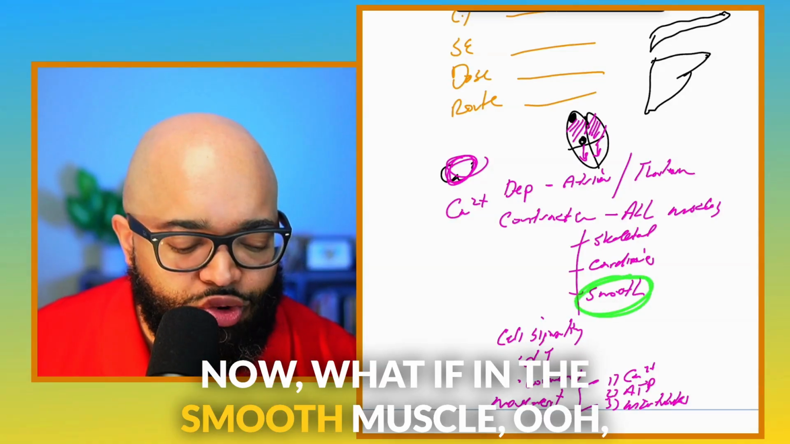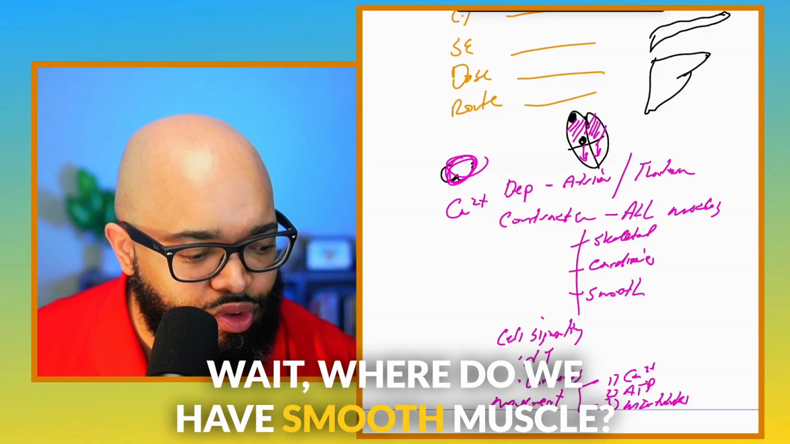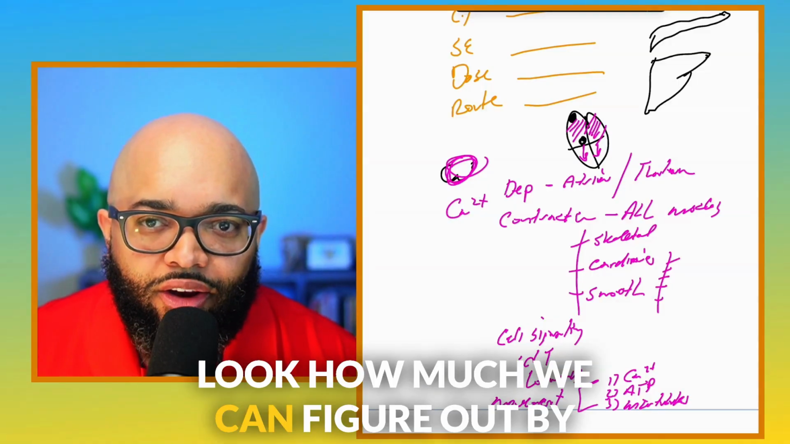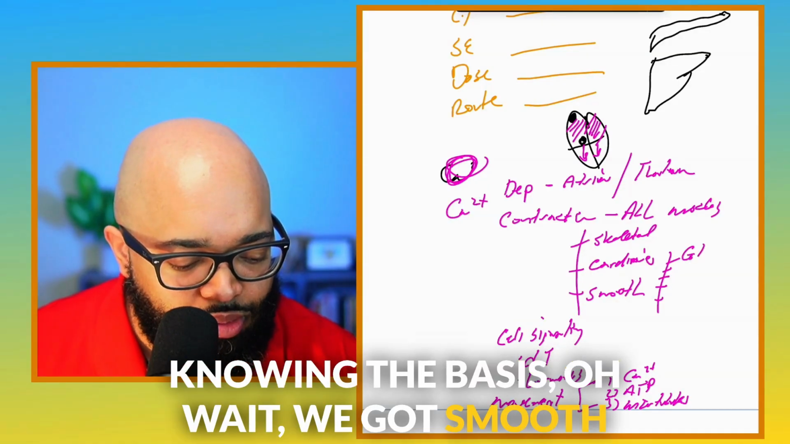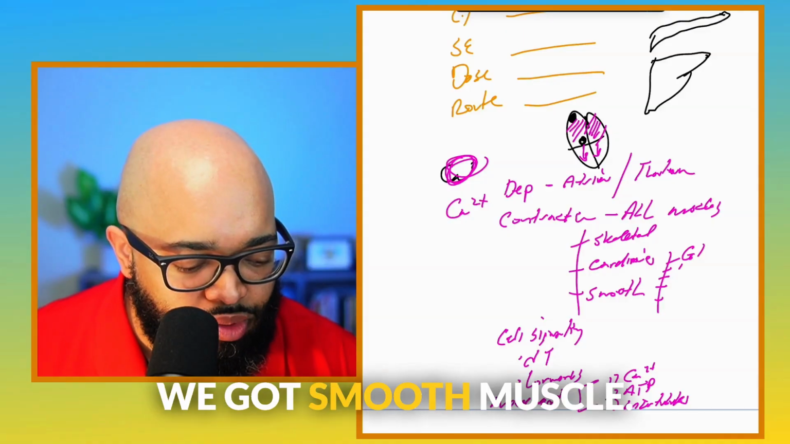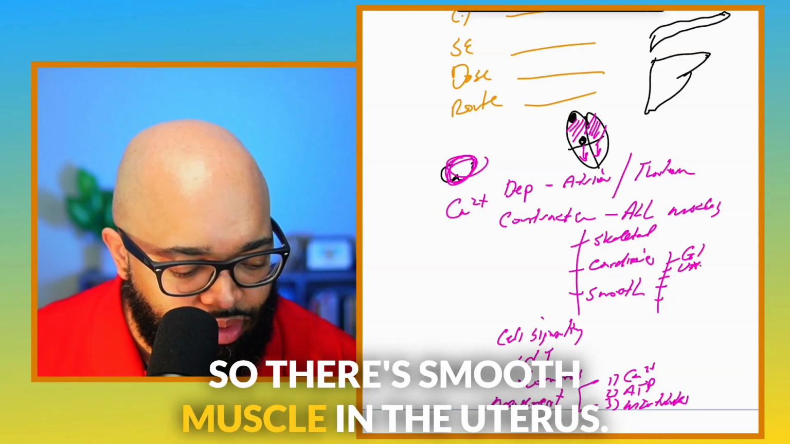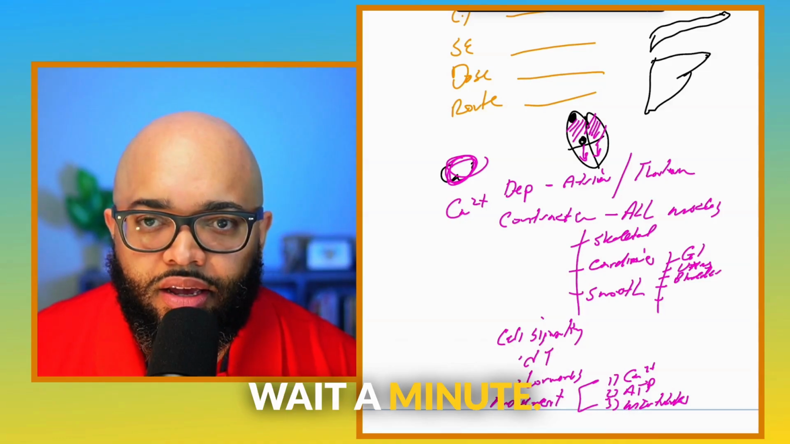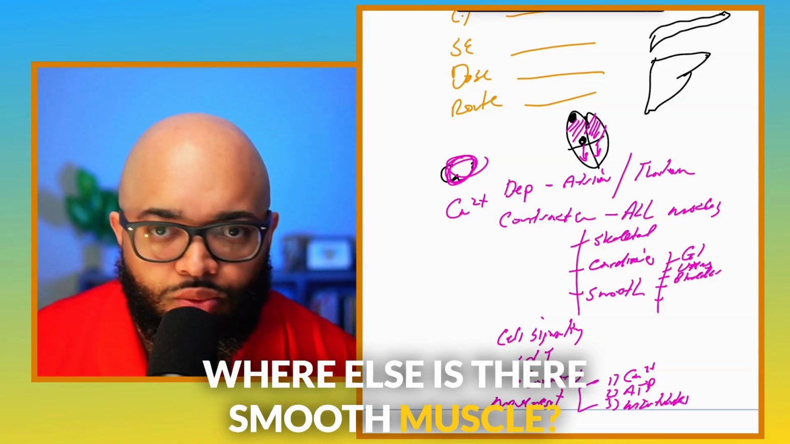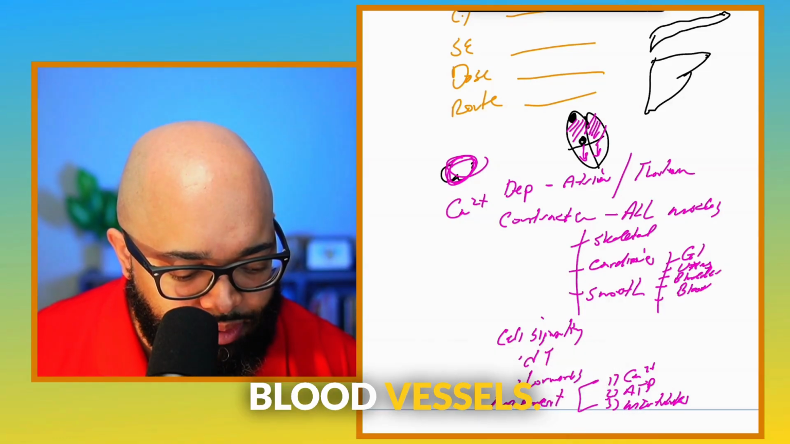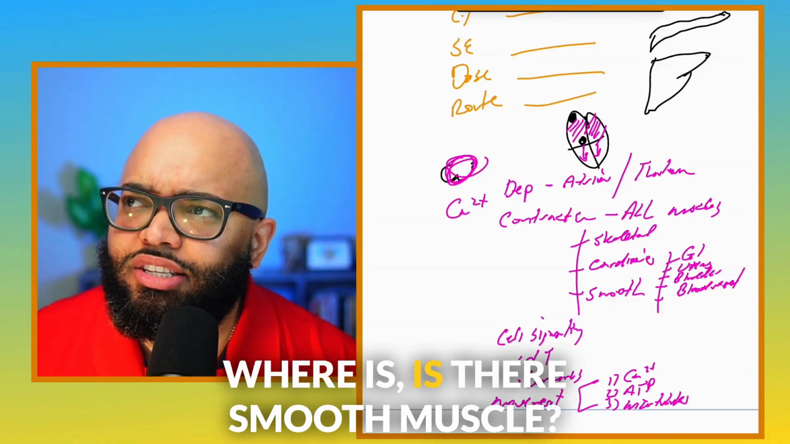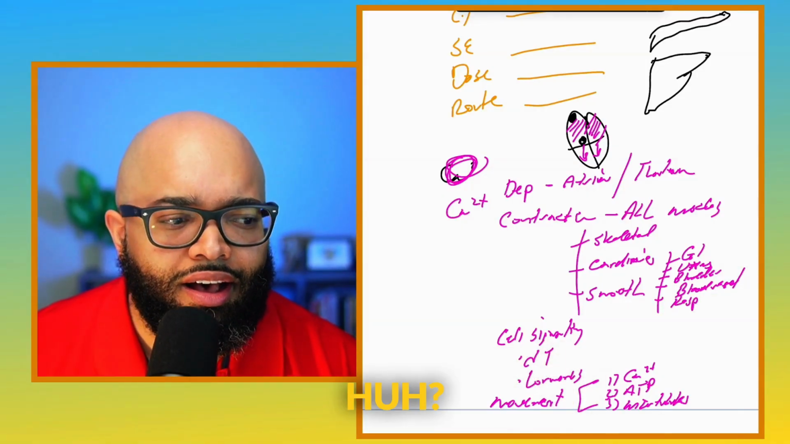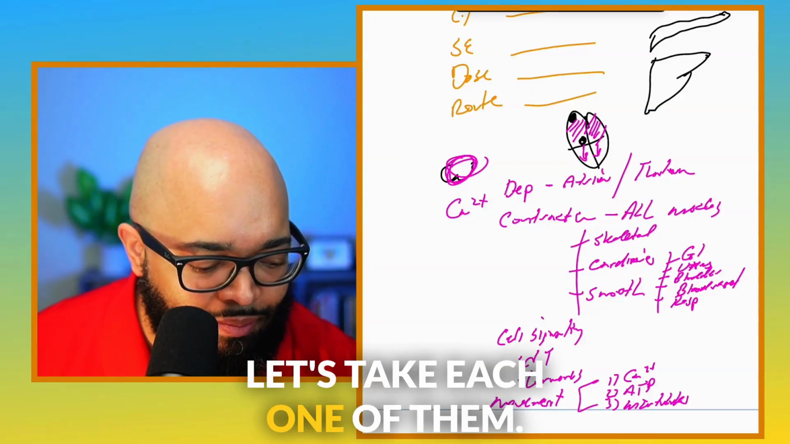Now, what about smooth muscle? Where do we have smooth muscle? Watch this. Look how much we can figure out by knowing the basics. We've got smooth muscle in the GI tract. There's smooth muscle in the uterus. There's smooth muscle in the bladder. There's smooth muscle around blood vessels. There's smooth muscle in the respiratory tract. Wait a minute. Let's take each one of them.